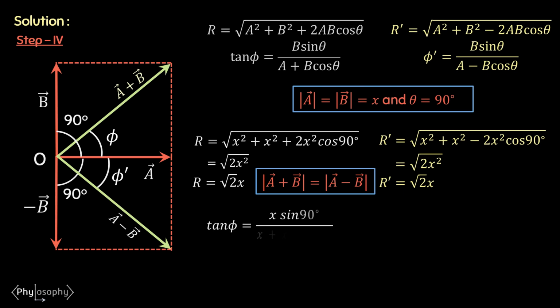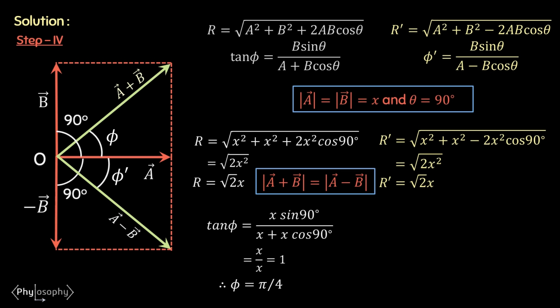Now let's put these two conditions in the expressions for tan phi and tan phi prime. So tan phi will be x sin 90 over x plus x cos 90. Now sin 90 degrees is equal to 1 and cos 90 degrees is equal to 0. Therefore we can write tan phi equals x over x, which is equal to 1. Now the value of phi for which tan phi is 1 is pi by 4 or 45 degrees.